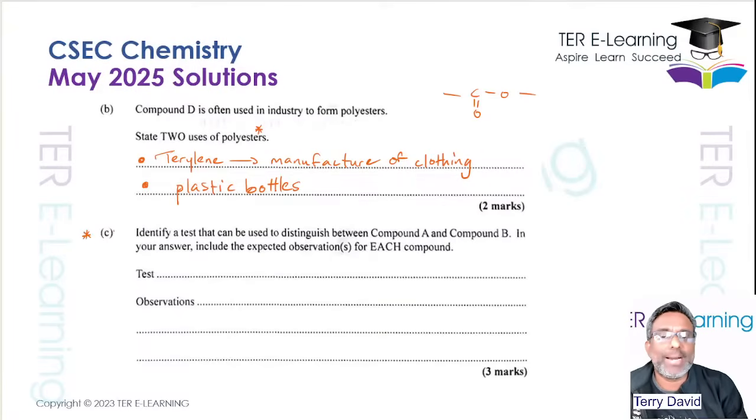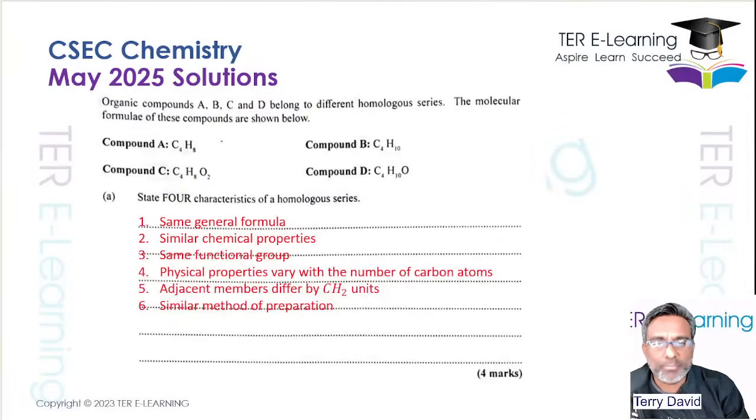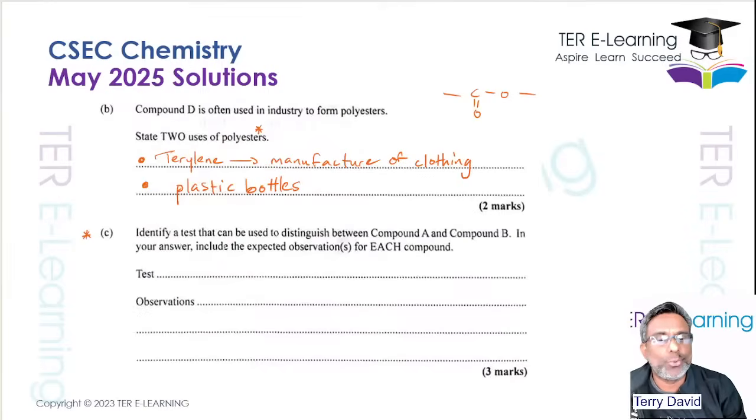The next part here, identify a test to distinguish between compound A and B. What is A and B? So compound A is C4H8. So compound A is an alkene, and compound B is an alkane. Usually they bring both in one question. So you want a test to distinguish. There are only 2 acceptable tests.